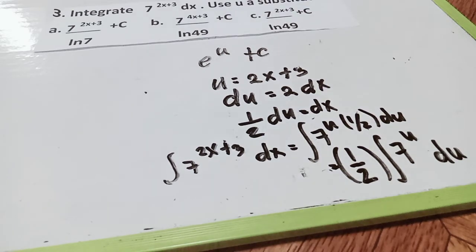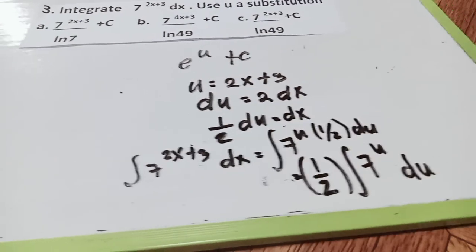It has a long process, my dear. And we know that we have 1/2 times the integral of 7 to the u du. Now, formula number 2 from the introduction to this section, integrating an exponential function. So we have, this is already our ln. So, how do we solve for this one?